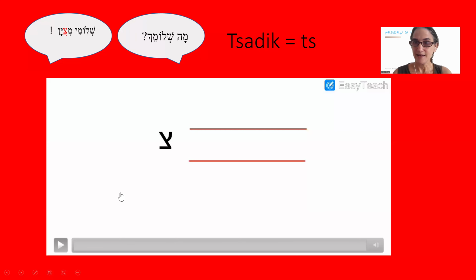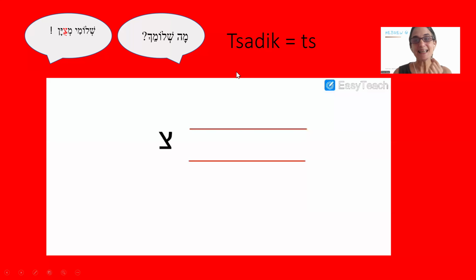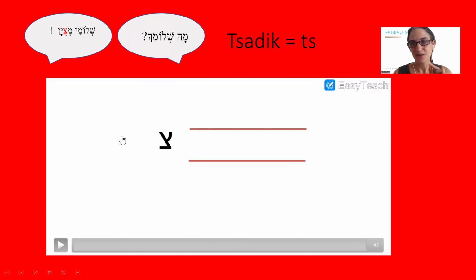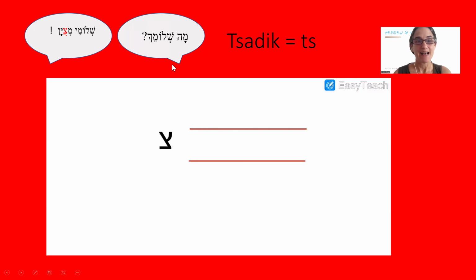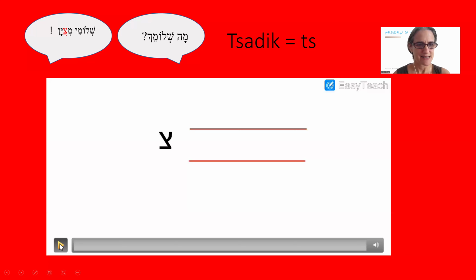Okay, and the last letter that we've learned is a tzadik. Tzadik, it sounds like a T and an S just after it, so it's not a sound that we have in English, but just practice saying it. Tza. מה שלומך? שלומי מצוין, okay? Excellent. So let's look at the tzaddik.